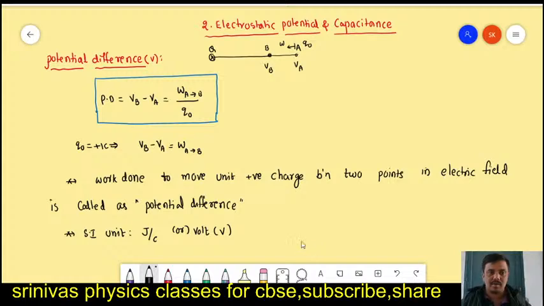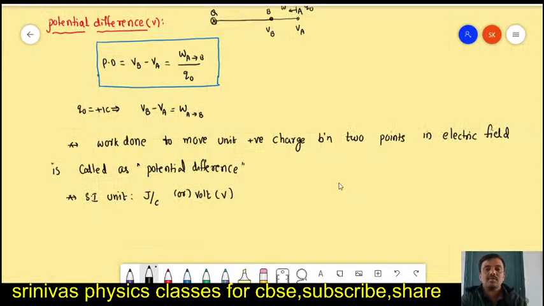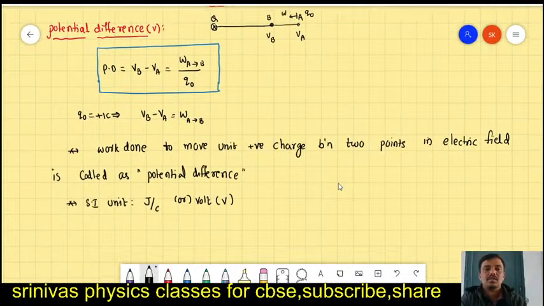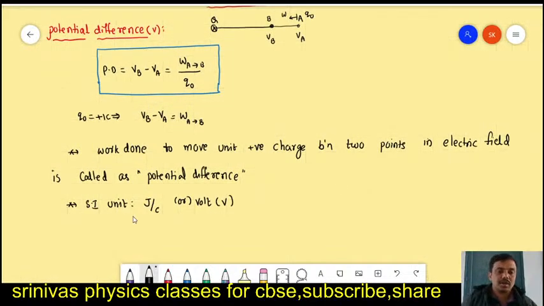Now, what is potential? Potential difference means we are moving the unit positive charge between 2 points in the electric field. You see here, we are taking the charge as 1 coulomb. At the moment, work equals potential difference, right? I want the definition of the potential now. What is the definition of the potential?